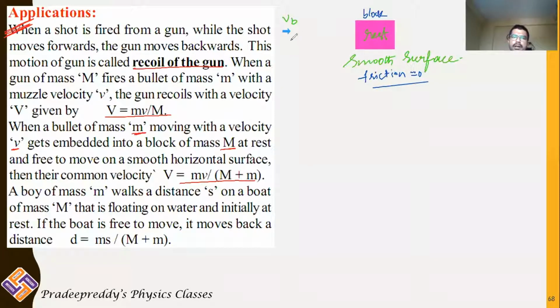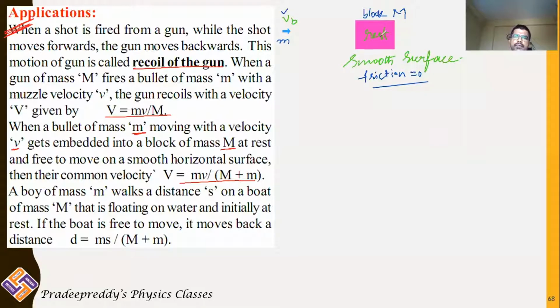And there is a bullet of mass small m, which is coming with velocity vb, and this block has mass capital M. Initially, only the bullet possesses velocity, but the block is in the rest position. Now, when the bullet comes and hits the block, the block will move to the right side. From your general experience in daily life, you can understand that. When the bullet hits the block, the bullet and block both will move to the right side.